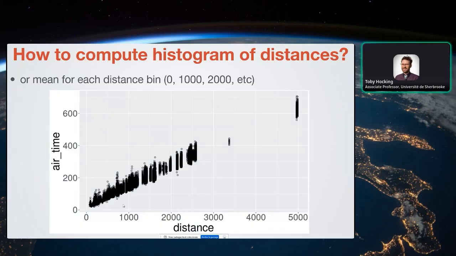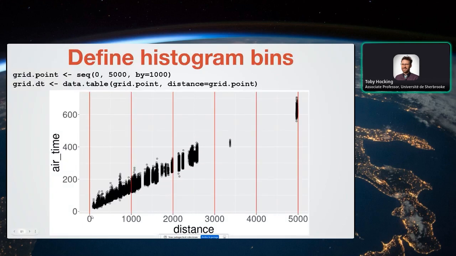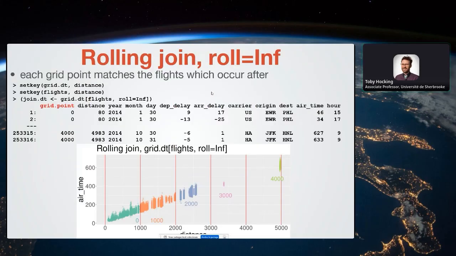Here I made a scatter plot of airtime and distance from the flights data. And I posed the question, how to compute the histogram of distances. So for a histogram, basically we're going to make some bins on the distance, and then for every one of the bins, we're going to compute the counts or maybe the mean or something. The first thing that we'd have to do is define a grid that defines the bins. So here I define a grid of every 1,000 units of distance. Here you define a data table with grid point and distance columns. And that's what I'm showing in red here.